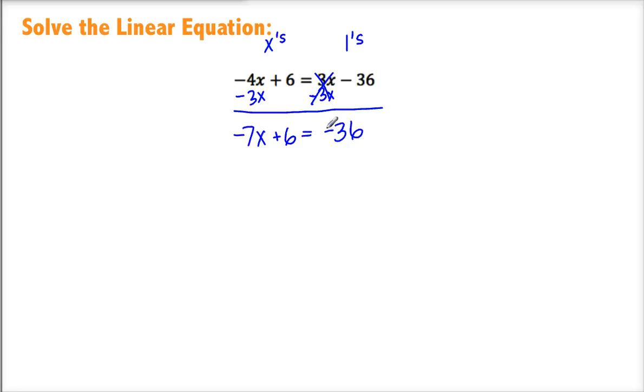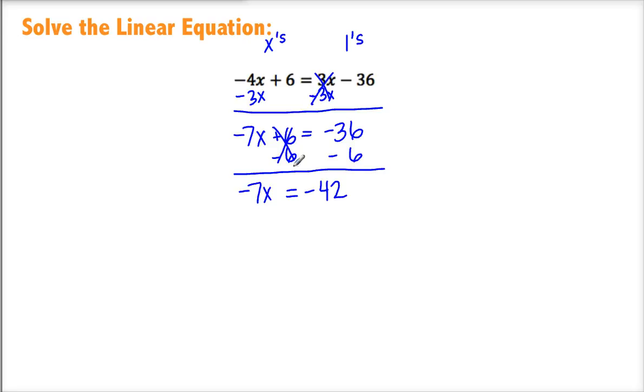Okay, now notice this positive 6 is on the wrong side. It's on the x's side, and so it needs to go away. So how do I get rid of a positive 6? What's the 0 pair? It would be a negative 6. Remember, whatever I do on one side, I have to do on both sides. So let's subtract 6 on both sides. So we have negative 7x, a positive 6 and a negative 6 combine to be 0. Then I still have equals, then a negative 36 minus 6, that's negative 42.